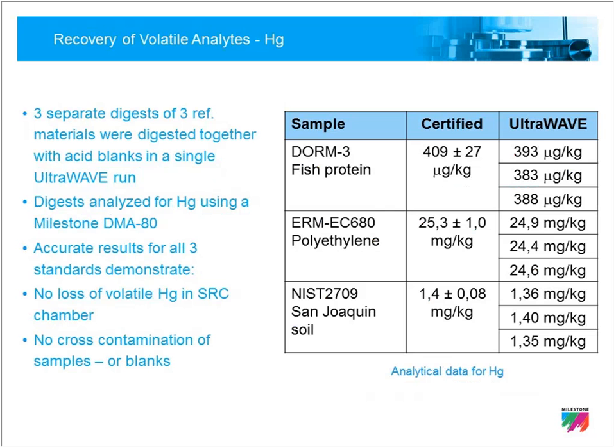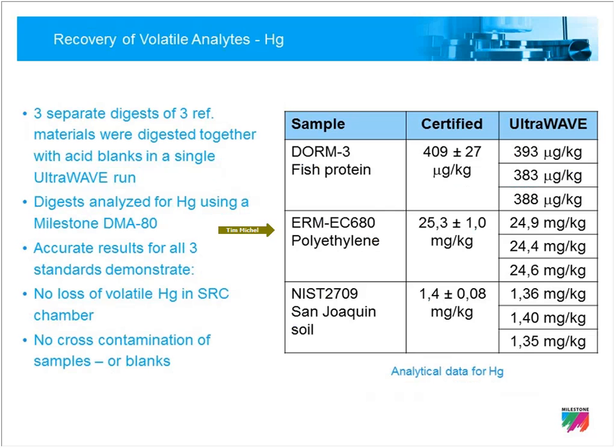So the mercury is not going from one vial to the next, but is it staying put? Can you get 100% recoveries of the element? To do some initial tests on this, we ran 3 certified reference materials in the system at the same time. One was a polyethylene, a polymer SRM, with a relatively high concentration of 25 parts per million.